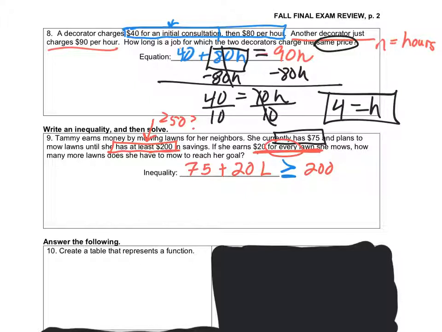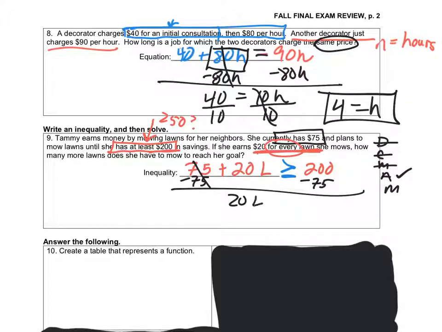Now, I'm going to use Don't Call Me After Midnight. I don't have any distributing, combining, or moving the variable. So I need to add or subtract. So I'm going to subtract 75 from both sides. I'm left with 20L is greater than or equal to 125. Divide by 20. And I know L has to be greater than or equal to 6.25 lawns.